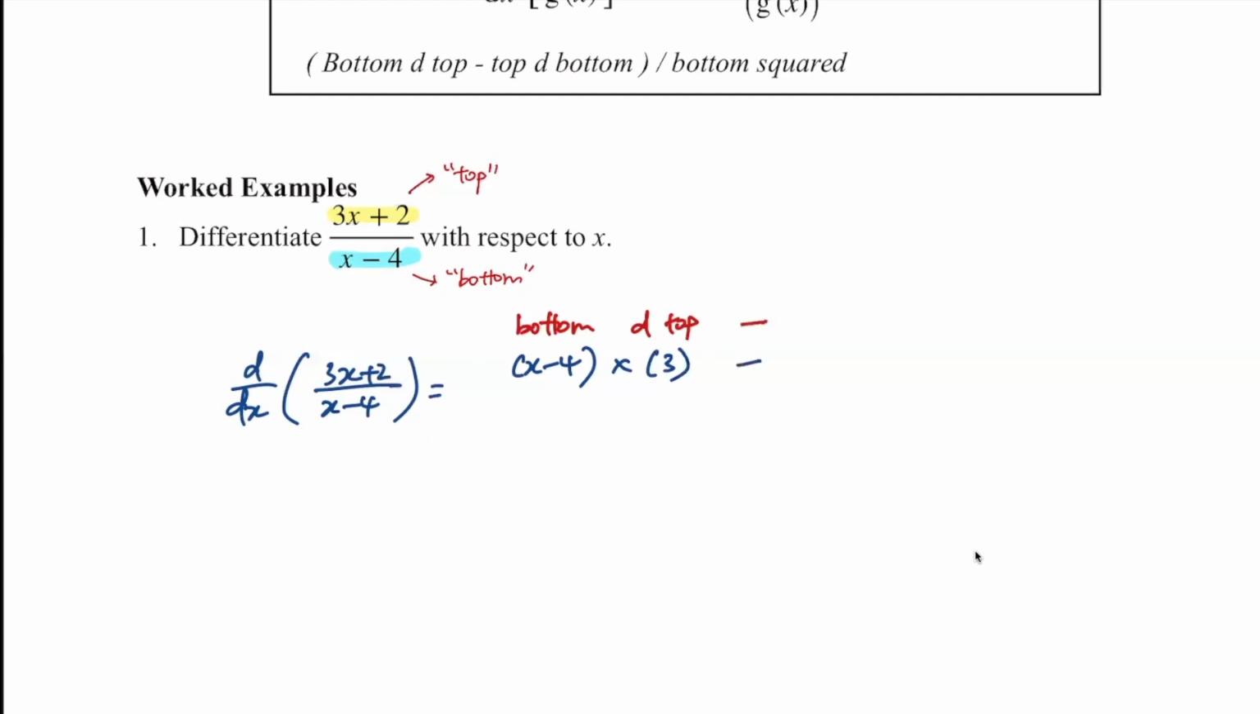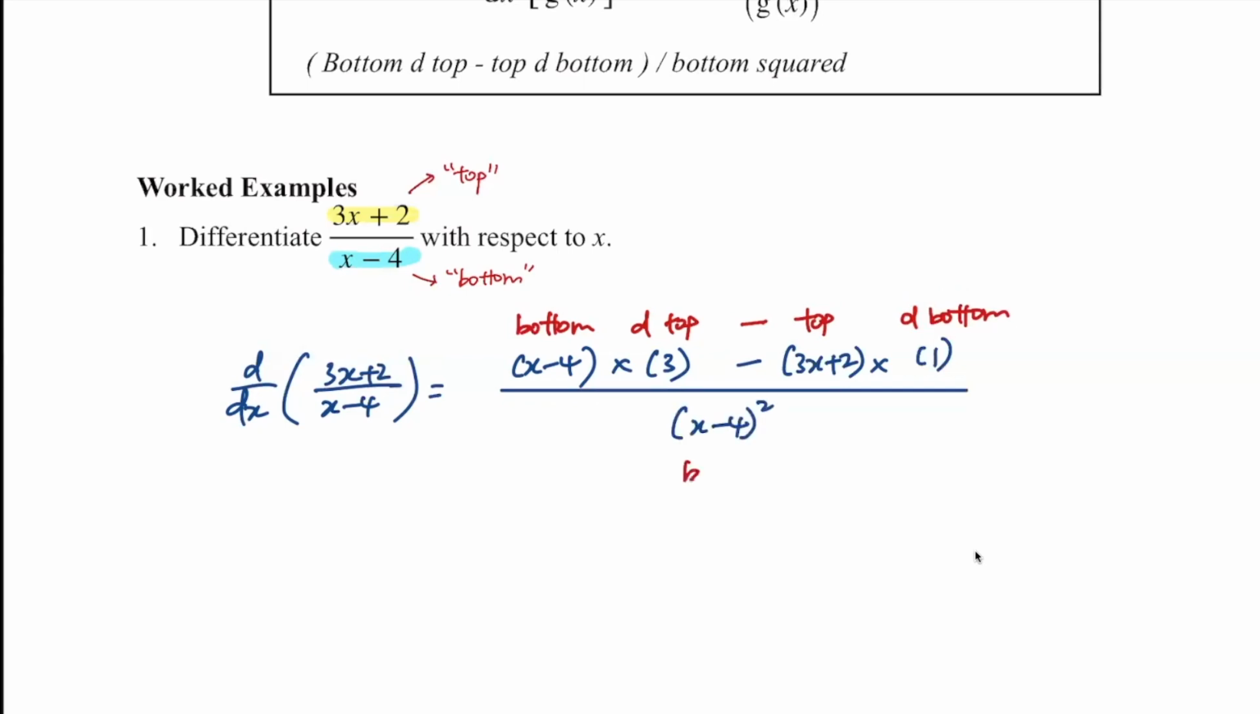Minus top d bottom. Top is 3x plus 2. Then differentiate the bottom, which is 1, because when you differentiate x minus 4, you get 1. So this is bottom d top minus top d bottom, over bottom, x minus 4 squared. Okay, so that's my quotient rule.